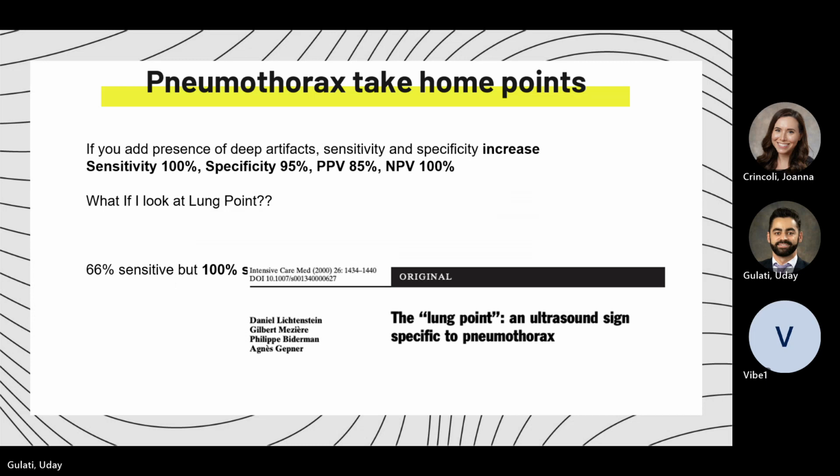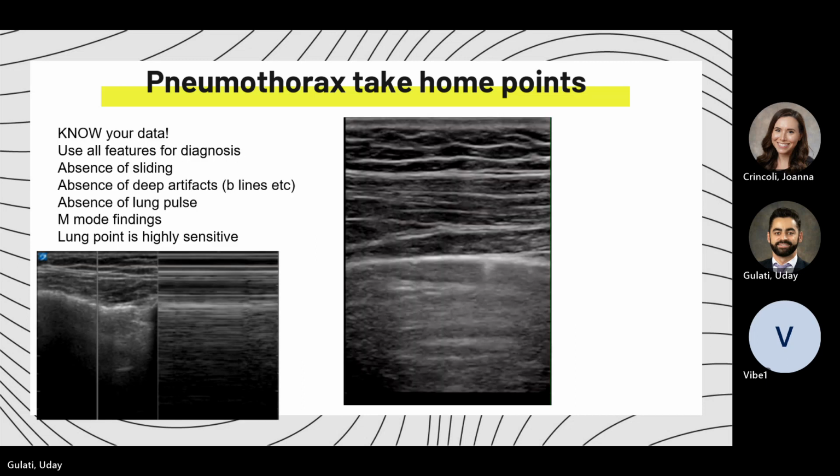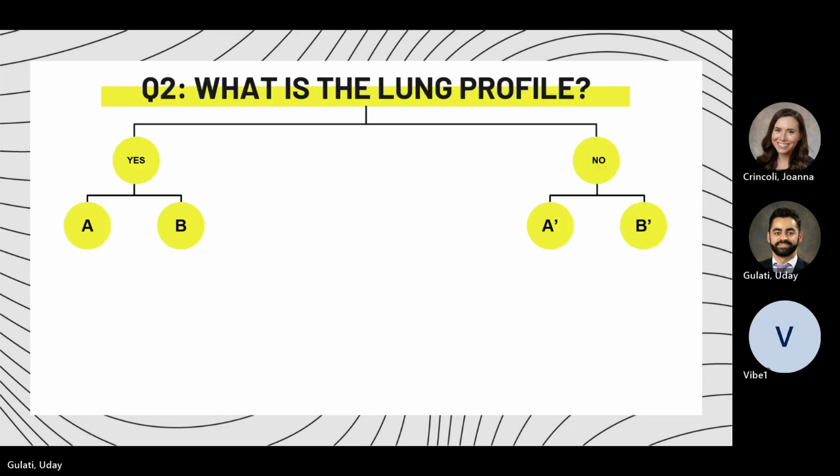And so, if you find your lung point, you're more able to make that diagnosis of a pneumothorax. And a lung point is almost 100% specific, once again, specific for a pneumothorax. That lung point, right, where you see lung sliding on this left side, and on this right side you see lung sliding and it disappears. Use that M-mode and find that lung point. That lung point, if you're able to find it, is 100% specific for a pneumothorax.